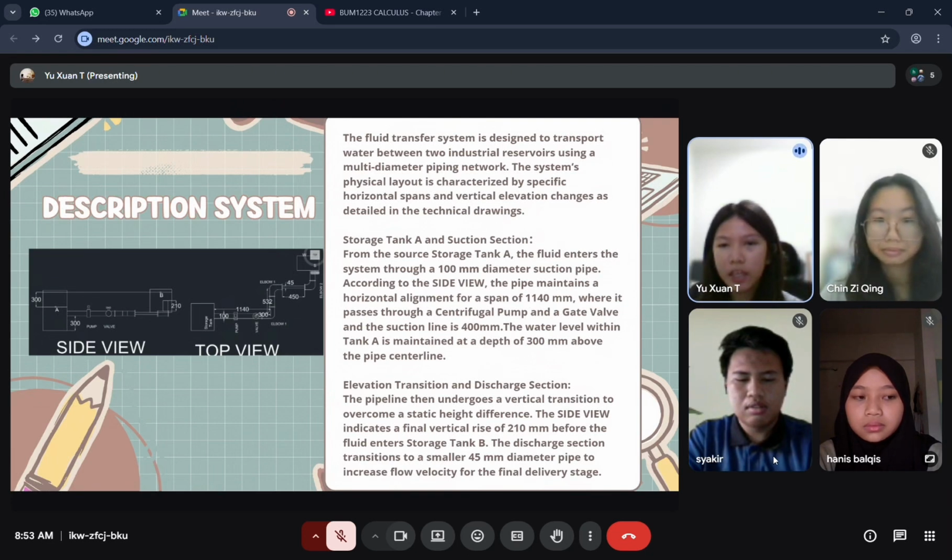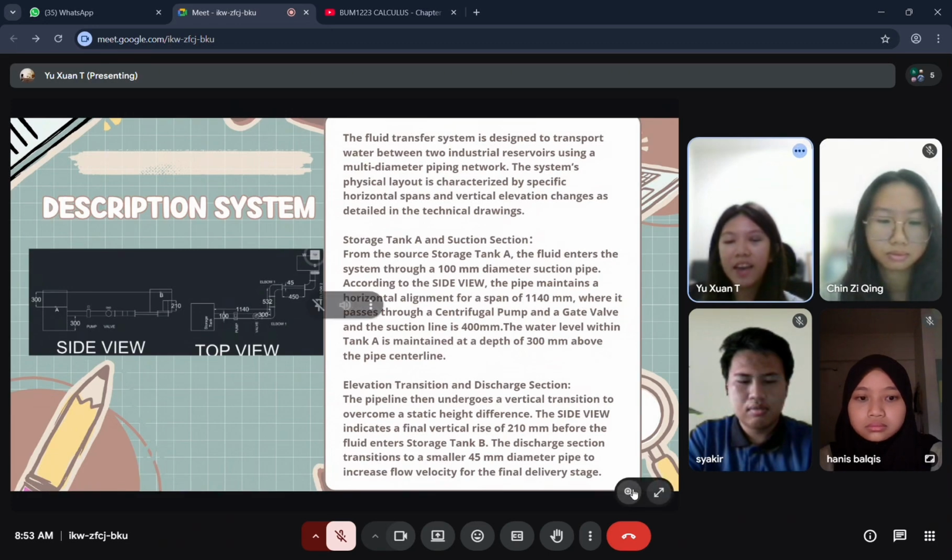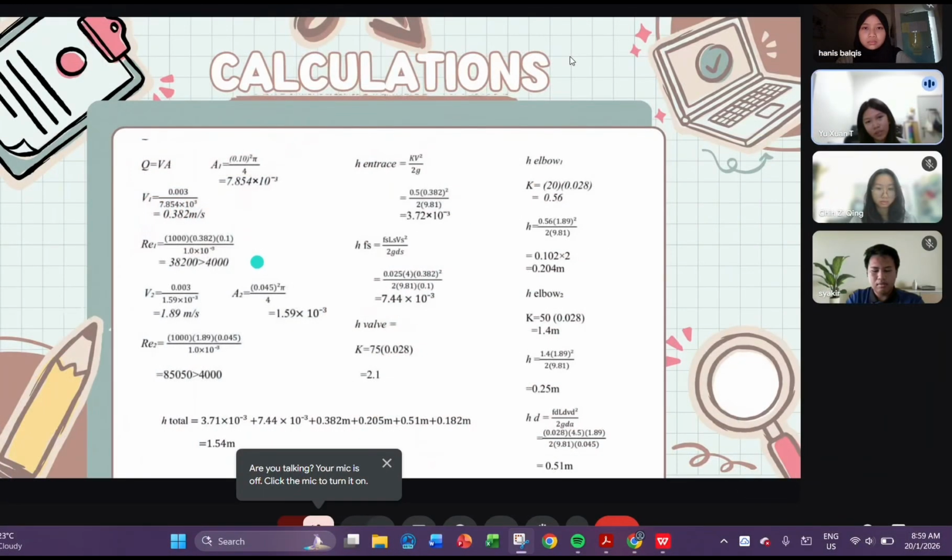Elevation transition and discharge section. The pipe line then undergoes a vertical transition to overcome a static height difference. The side view indicates a final vertical rise of 210 mm before the fluid enters the discharge section. Reynolds number is 382,000 in the 100 mm pipe and 4,000 in the other. So it is turbulent through the system.